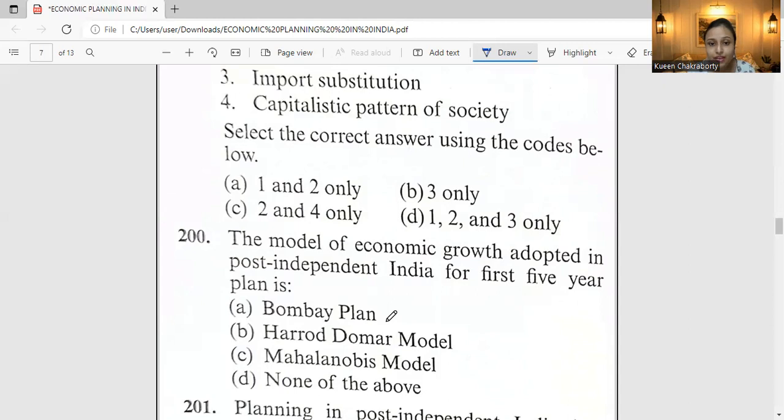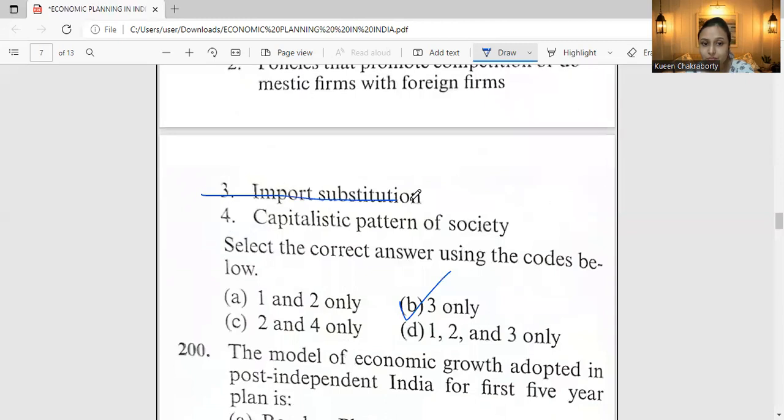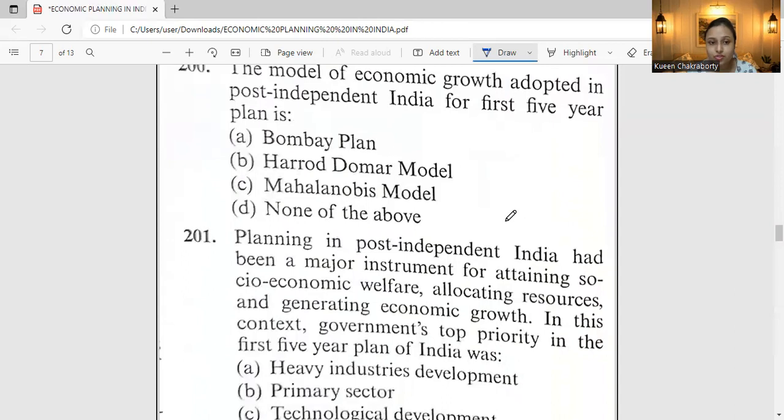So accordingly, we have only the option number 3 to be correct. That is option number B is the correct answer. That is only option 3 is correct. Import substitution. Okay. Next, moving on to question number 200.